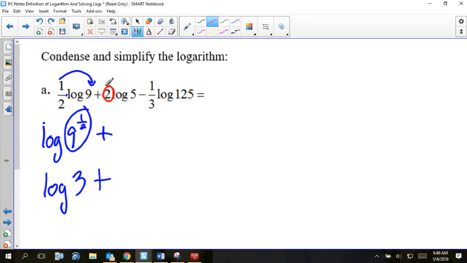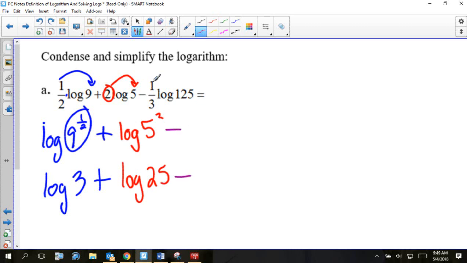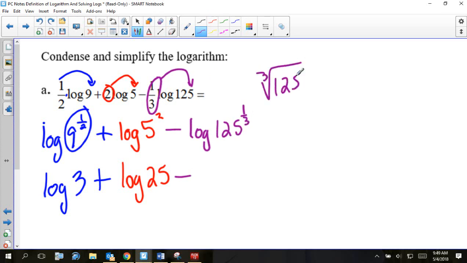So the middle one, I'm going to do the same thing. I'm going to move that 2 over because I don't know log base 10 of 5. I'm going to get log of 5 squared. So I have log 25. Same thing here. I'm going to take that 1/3 and move it to the 125. So I'm going to have log of 125 to the 1/3, which is the same thing as cube root of 125. You guys are on top of it, 5. So you have minus log 5. And just simplify each of those first. Then we're going to condense it down to 1 logarithm.